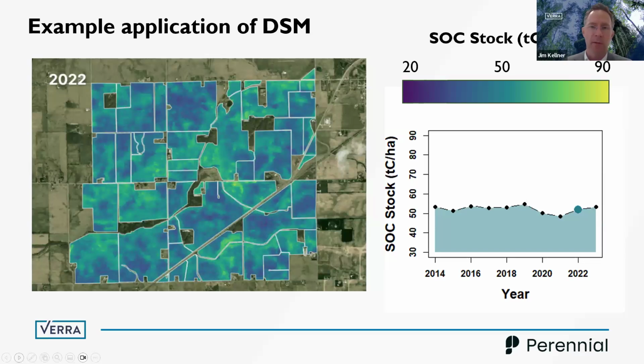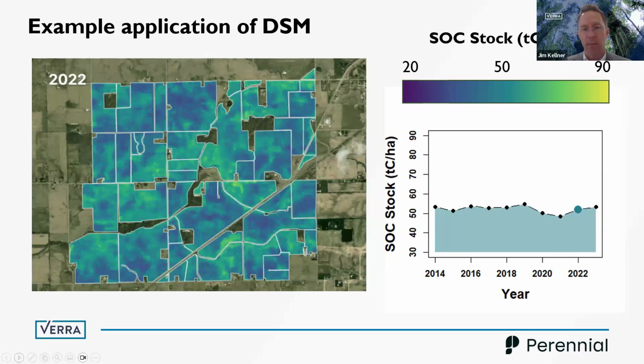So the goal is to produce something like what you see here on the left. This is a map produced by Perennial, and what you're looking at is a few agricultural fields in the calendar year 2022. You can see the field boundaries are outlined in gray, and then the colors in there correspond to mapped soil organic carbon stock in units of tons per hectare, where the blue values are lower and the more yellow values are larger. You can see how soil organic carbon stock varies spatially within individual fields, and you can also see how it varies between fields. Some fields have more yellow or some fields have more blue.